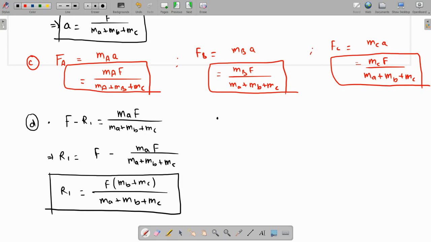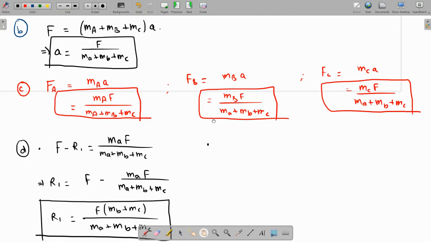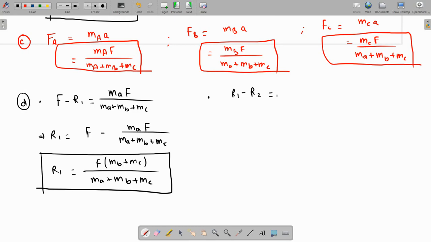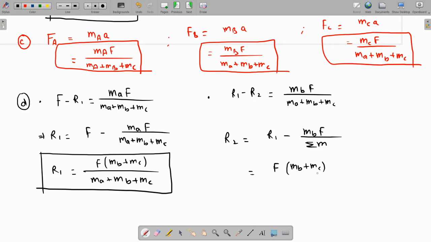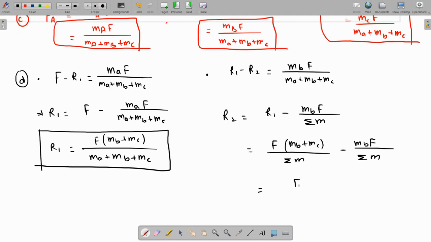Likewise, let's do the same on block B. R1 minus R2 is what we have to write. So R1 minus R2 is FB, which is MB F over MA plus MB plus MC. Now, we already have the value of R1, so the value of R2 is R1 minus MB F over MA plus MB plus MC. Let's write it as the summation of M. R1 is F times MB plus MC over the summation of M, minus MB F over the summation of M. If you subtract this, the denominator is anyway common, so that's going to be MC times F over MA plus MB plus MC. That's the value of the reaction force R2.